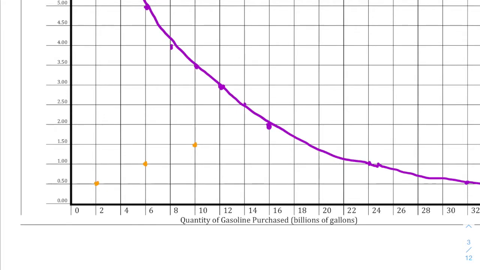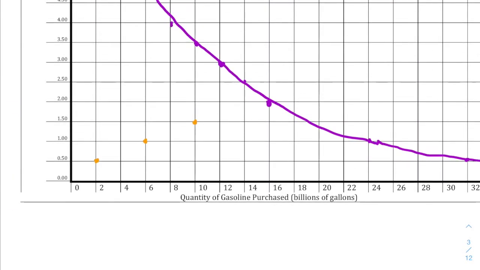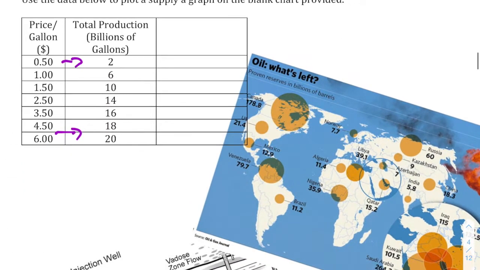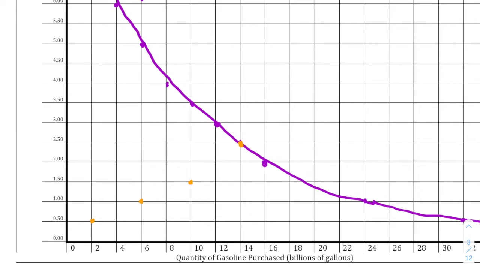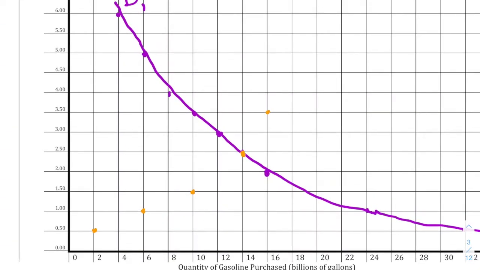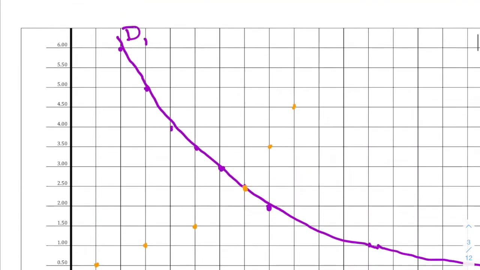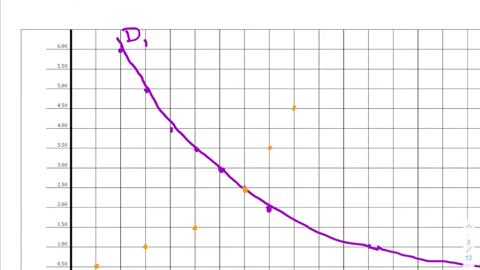All right. And $2.50, it's 14. And it should match up with that. That's right. That's where they intersect. $2.50 is 14. $3.50, 16. Right. $4.50, 18. All right. And $6.20. All right, and we draw a line of best fit to hook all these things together.